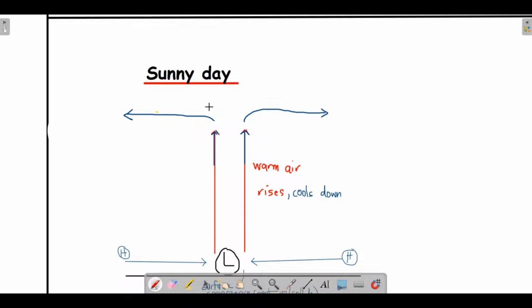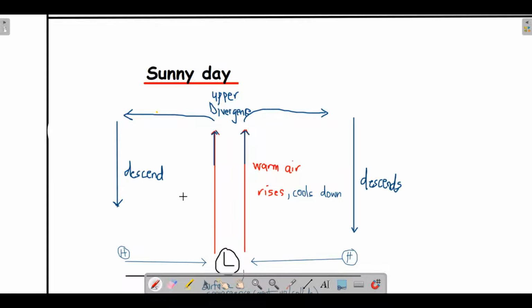I think you guys did cover all of this, but I just wanted to make sure that everyone is on the same boat. So we see divergence. We call this upper divergence because it happens in the upper atmosphere. They separate, and then at some point, after losing energy, they will sink down. They will descend. Descend is a term we use for sinking down. So that cold air descends.